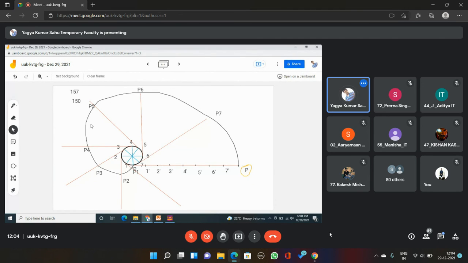How much is it coming? 157 divided by 8 is 19. Okay, so 19 into 7 is 133. 150 minus 133 means 17. So the last division we are getting 17, which is not exact.